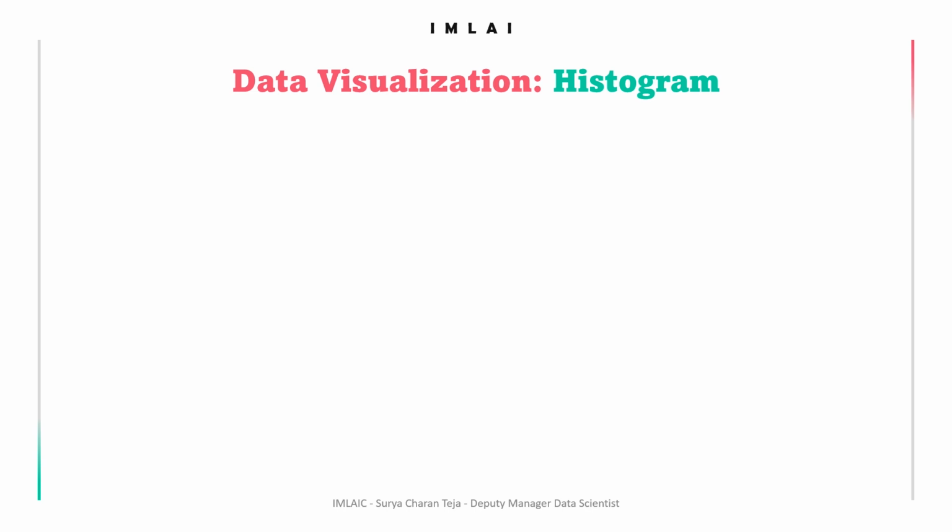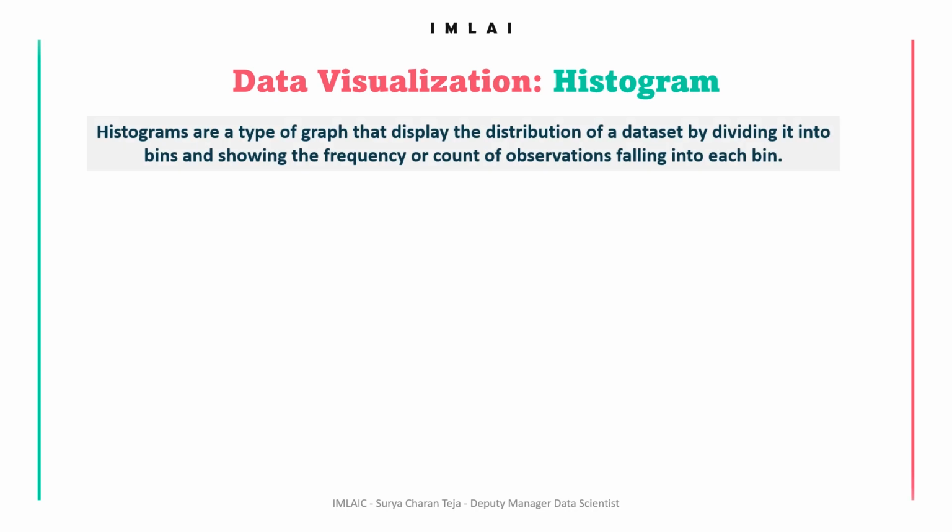So histograms are a type of graph that display the distribution of a data set by dividing it into bins and showing the frequency or count of observations falling into each bin. These histograms are used to visualize the shape, center, and spread of a data set, and are commonly used in descriptive statistics and data analysis.